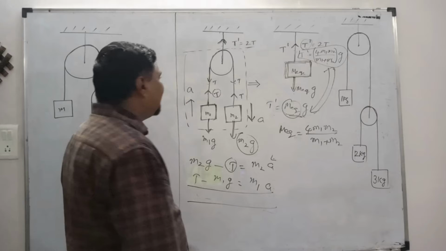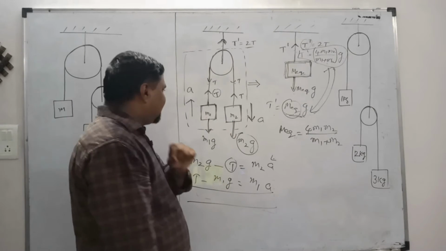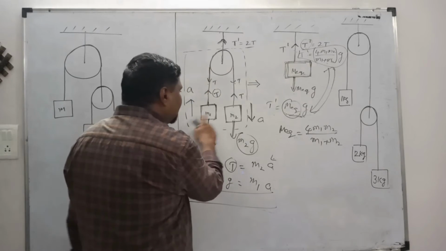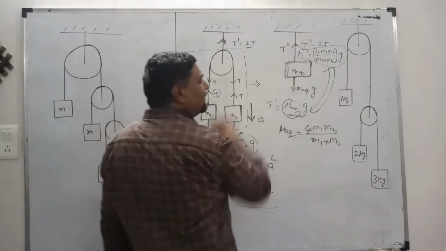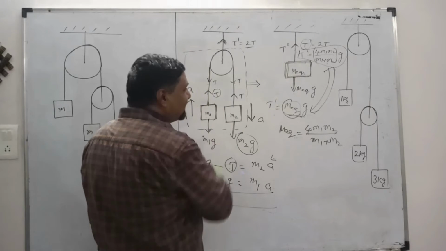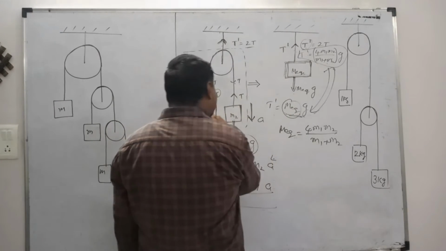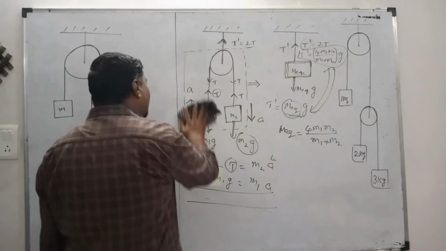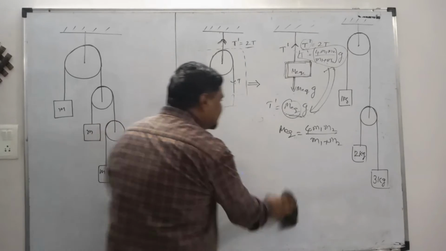Okay, so what conclusion have I come to? This whole system, the two block system, can be assumed to be a single block system, but the single block must have the mass this much. So this system is very similar to this system. Now let's see how we can apply this idea to solve this problem.